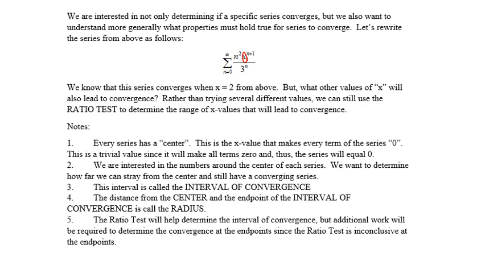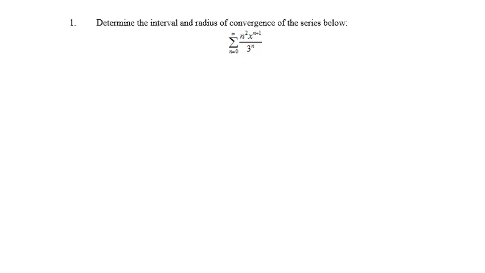So here's what we do. We're going to determine the interval and radius of convergence of this series, and we just kind of did it when we talked about finding it for 2, right? We found it for where x was 2. Now we're going to find it in all circumstances, every single situation that you could come across.